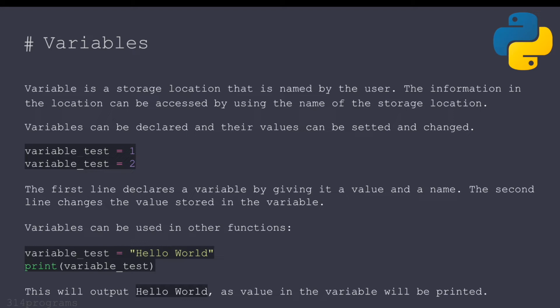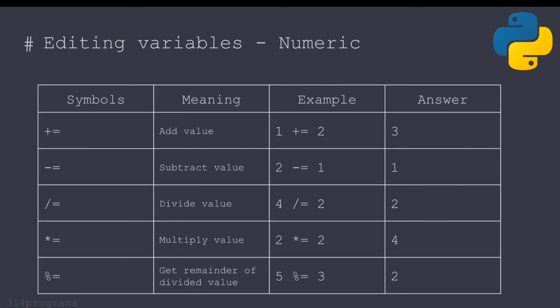Variables can be used in other functions. On the first line, the variable test is declared and its value is hello world. Then, on the second line, a print function is used to print variable test. This will output hello world, as the value in the variable will be printed. Here are some methods of editing your numerical variables such as float or integer.